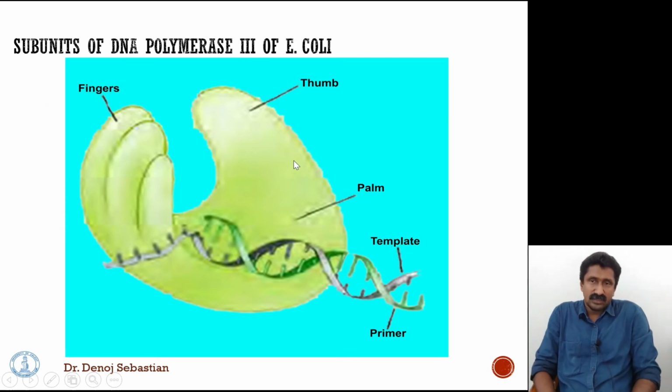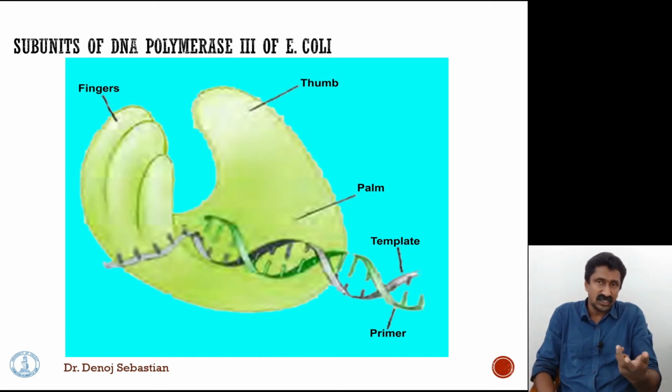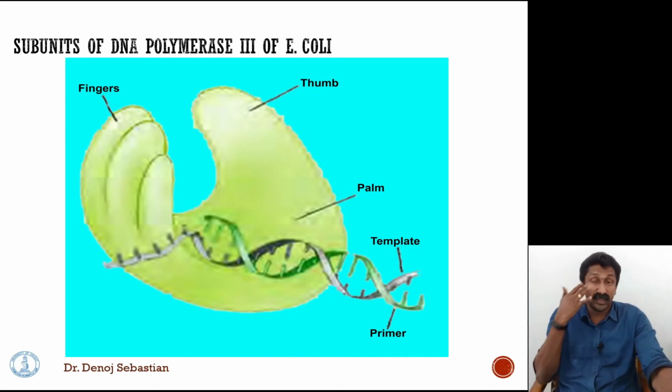Now, there are different domains in the DNA polymerase of E. coli, DNA polymerase 3 of E. coli. Just like comparing with a palm, with the thumb and fingers of your hand, there are different domains for holding the DNA and processing the DNA. So this domain is the finger domain, this is the thumb domain, this is the palm domain, and this is the template DNA strand, and this is the RNA primer that is added to the template DNA during the copy. So this is a representation.